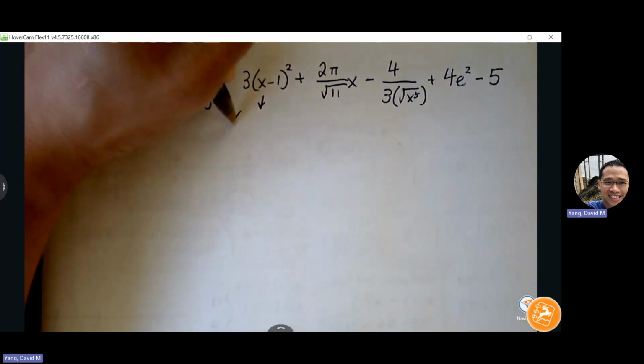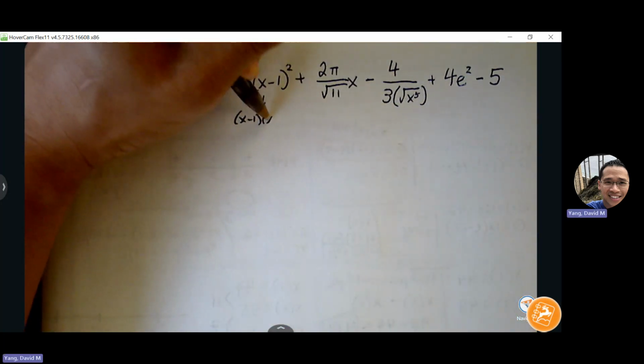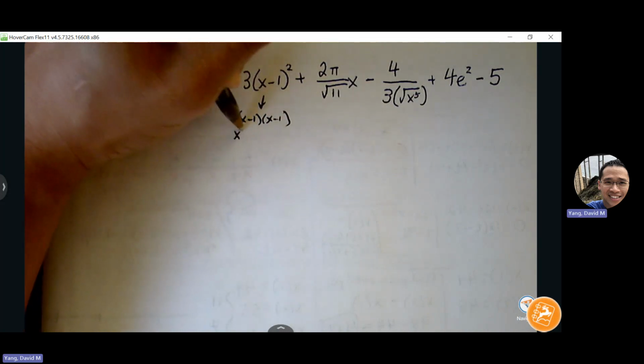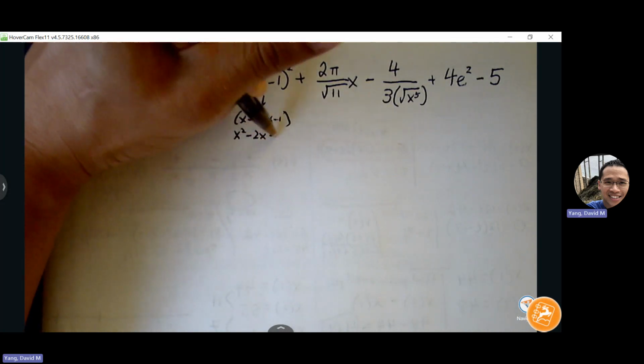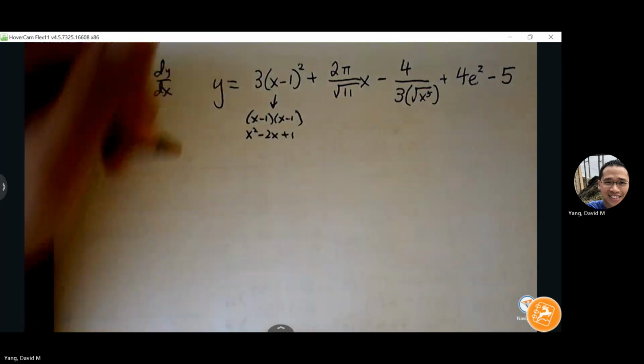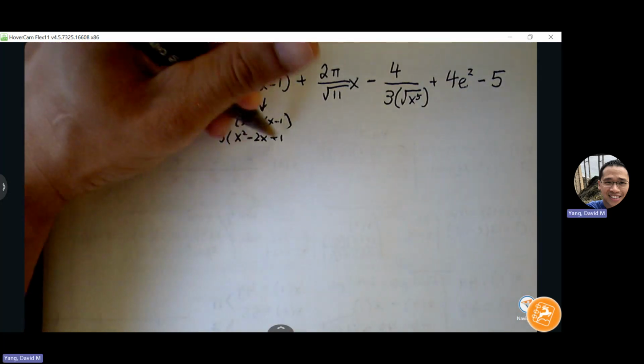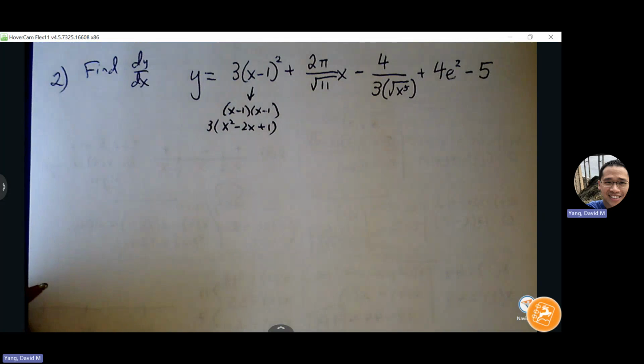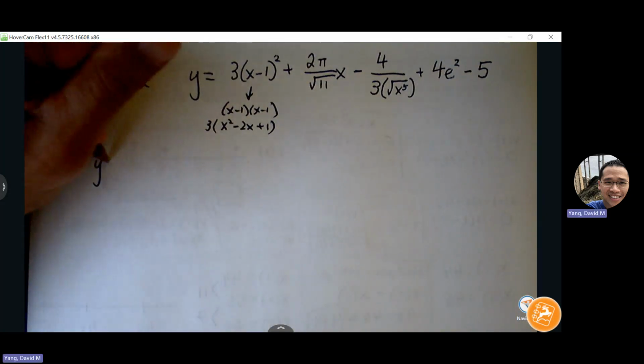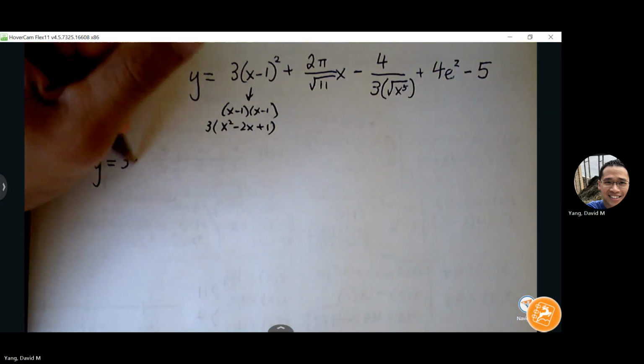Now, x minus 1 squared is really x minus 1 times x minus 1, which is x squared minus 2x plus 1. Okay, so if I distribute a 3 through that, it's going to do that all at once here.